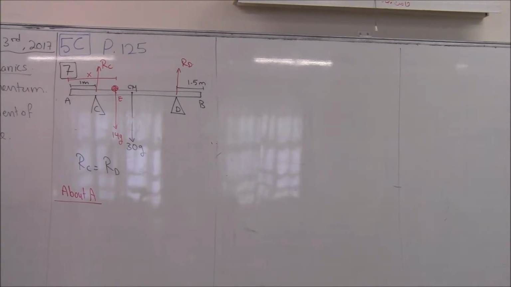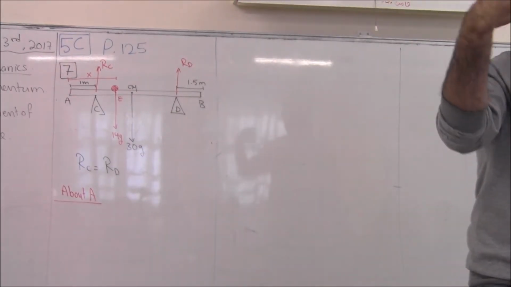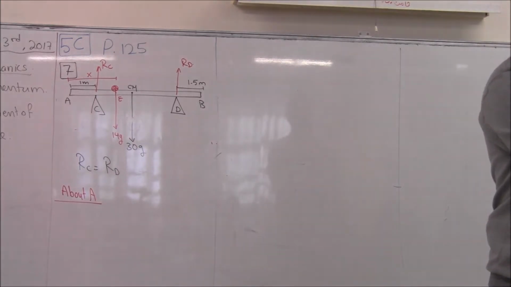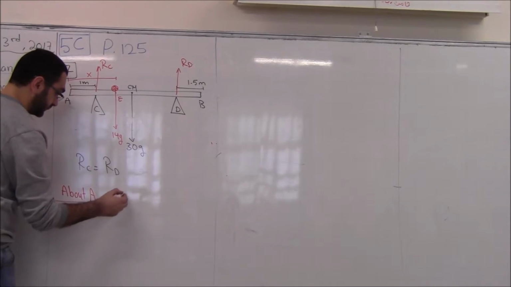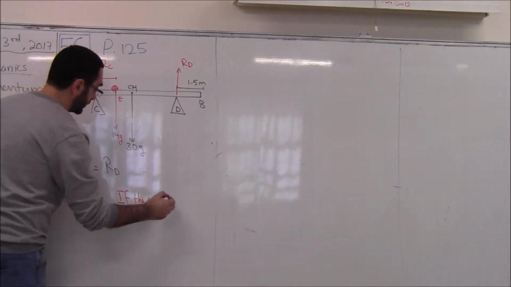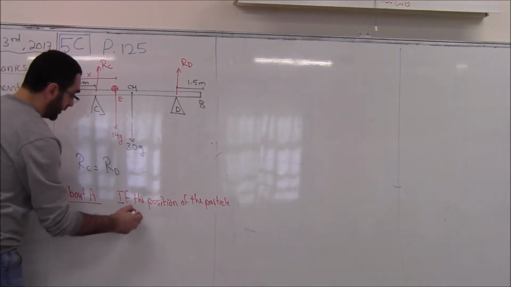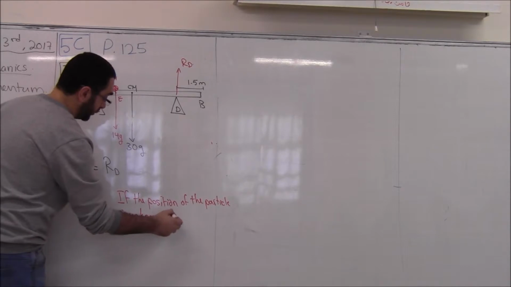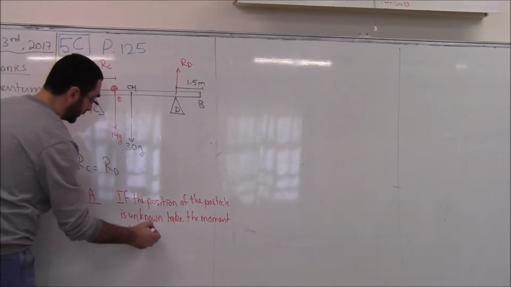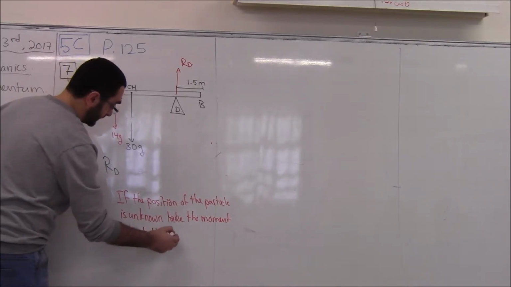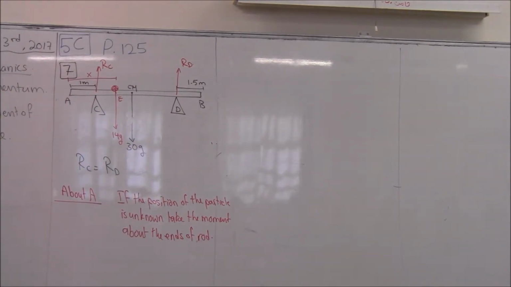Let me tell you something here, please listen. Always, as a rule, if the position of the particle is unknown, take one of the ends as a pivot. Always do this as a rule. If the position of the particle is unknown, take the moments about the ends of the rod. How do I explain this for you?